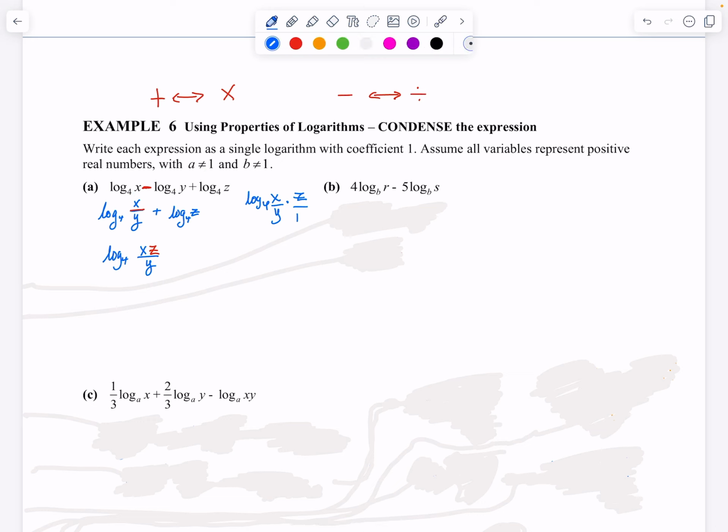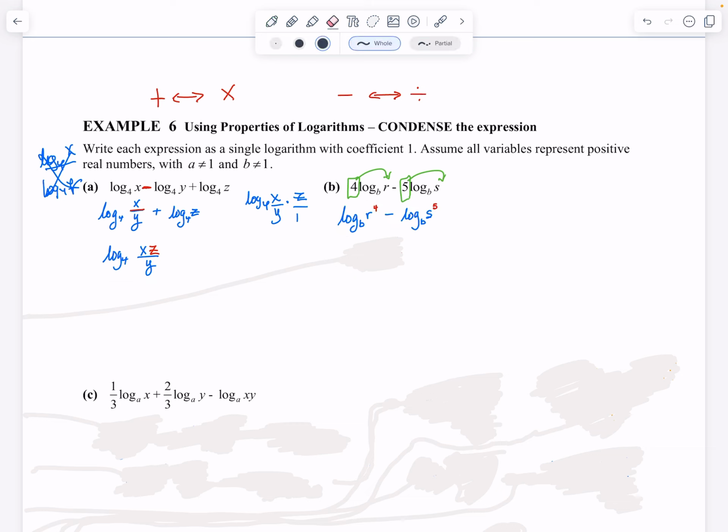Where students usually mess up is they'll write log base 4 of x over log base 4 of y. That doesn't help us at all. It didn't get rid of any logs. So we want to make sure that we get rid of our logs. Okay, so with the next one, B, notice that we have a 4 in front of log base B of R, and we have a 5 in front of log base B of S. So those are exponents, or they are going to become exponents. I'm going to move those guys up first. That's my first step, to put my exponents back where they belong.